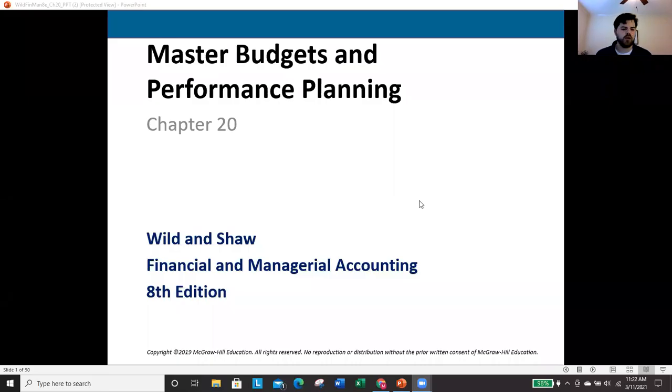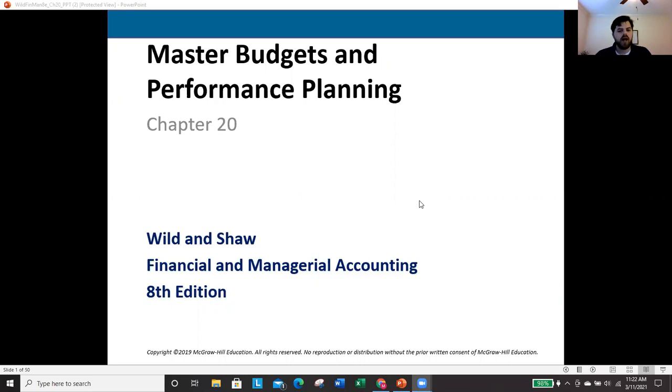All right, so in chapter 20 today, what we're going to be looking at is master budgets and what we call performance planning. So this is more of what we are going to be looking at, say maybe at the beginning of the period. And then at chapter 21, we'll look at variance analysis, which is what we'll deal with typically at the end of the period to see, did we meet our budgets?